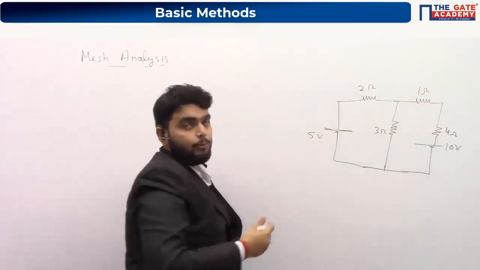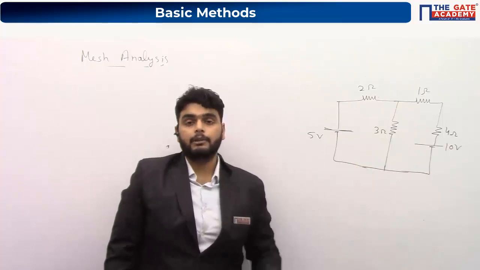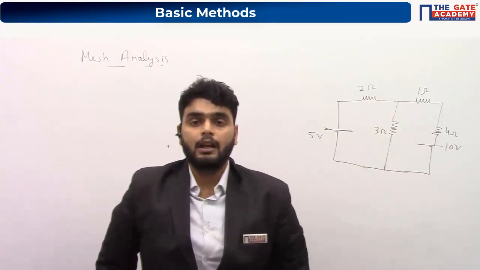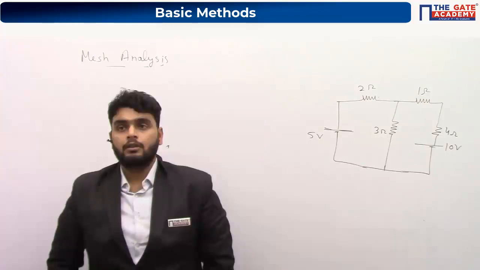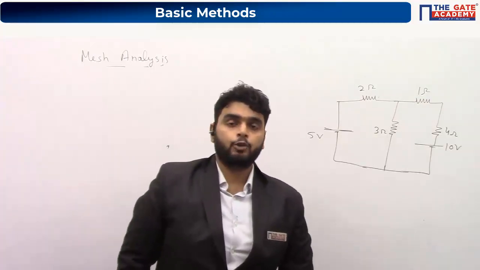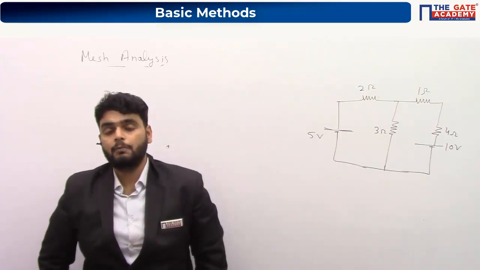Now tell me, how many meshes are available in this circuit? Tell me quickly. Good Deepika, good Atul, good Pooja, good Govindish. We have 2 meshes here.